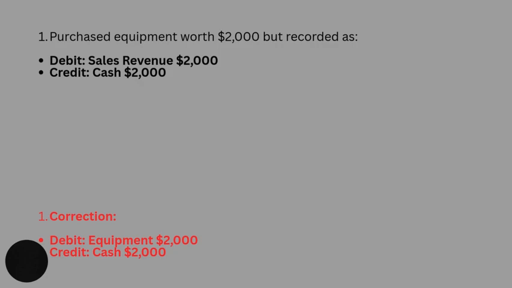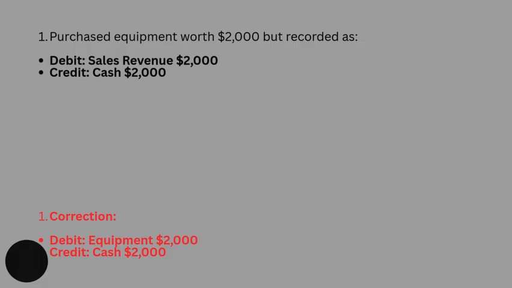This is not just a minor oversight, it completely misrepresents our financial position. To fix this, we need to debit equipment for $2,000, which accurately reflects the asset we have acquired. Credit cash for $2,000, showing that this amount was paid out. Correct accounting ensures transparency and helps us make informed business decisions. Let's remember to always double check our entries to avoid such mistakes.